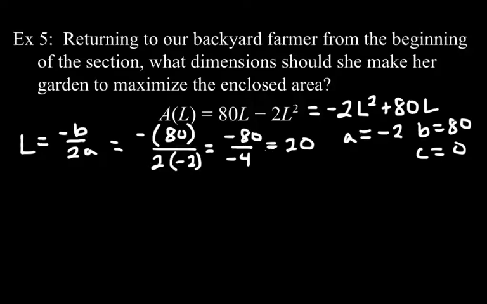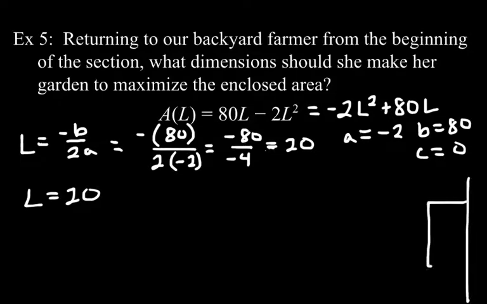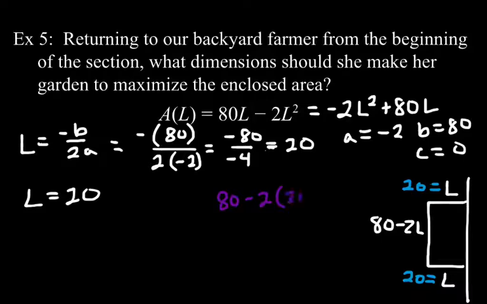Now, really, that's as far as we have to go, because what does this say? L equals 20. If you remember our picture, this was our picture. And this was 80 minus 2L. So if we know now that this is 20 and this is 20, we can just subtract to figure out the third side. And the third side is going to be 80 minus 2 times 20. So that's 80 minus 40. And the third side is going to be 40.